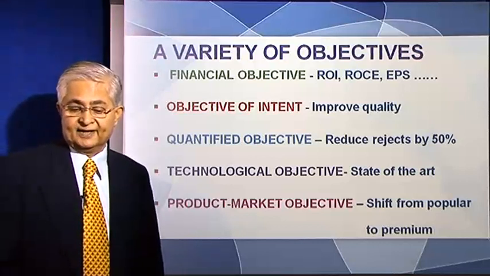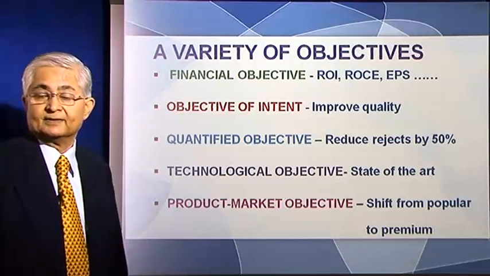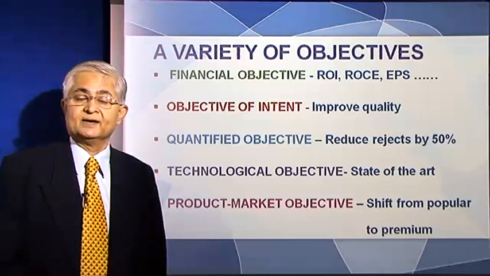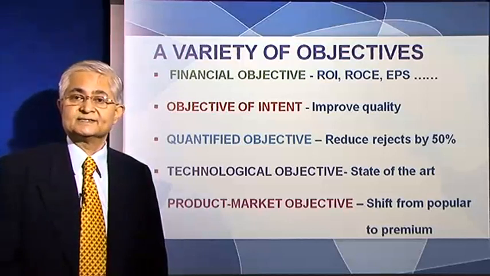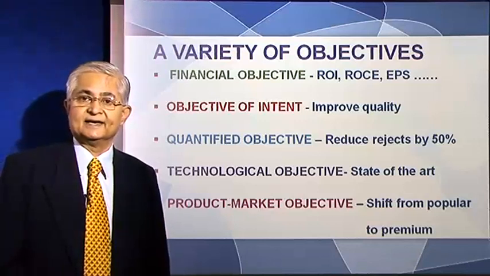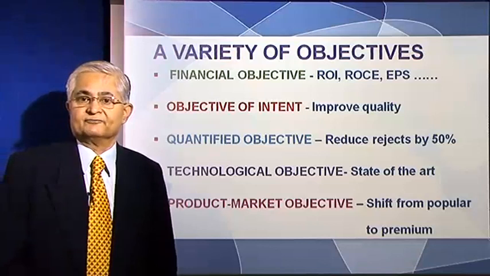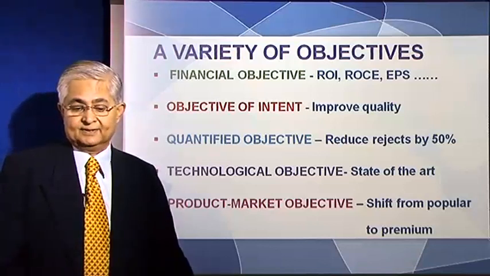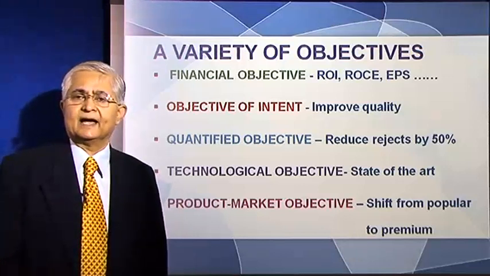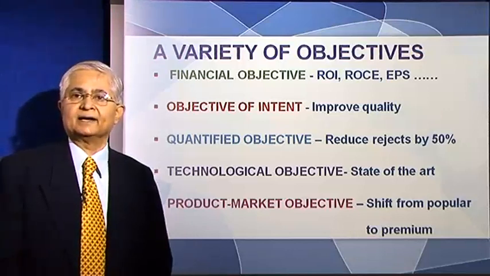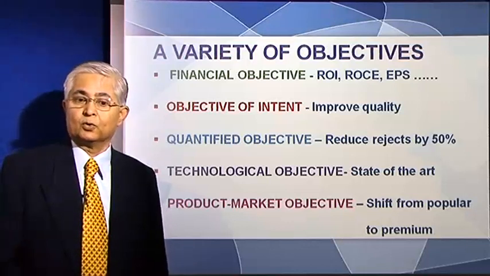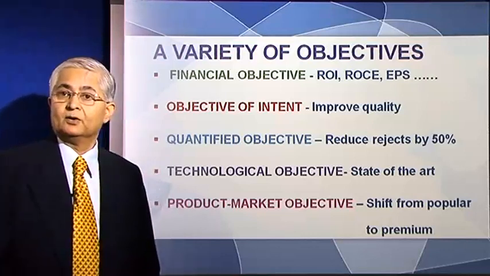Further, we could have a technological objective. A technological objective is a statement that the company's products must be state of the art, and the company's products must reflect the latest advances in a particular technology. For instance, Apple believes that all its products must be at the absolute cutting edge of the IT technology. Now, this objective of Apple is what one could call a technological objective.